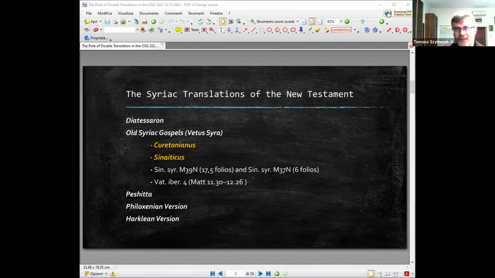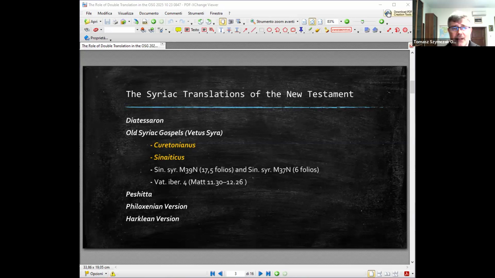By the late 2nd to 3rd centuries, the Old Syriac Gospels offered an independent translation from Greek. This translation, also known as Vetus Syra, is represented mainly by the Curetonianus and Sinaiticus manuscripts. I say mainly because of new discoveries in Sinai and also in the Vatican Library. We have some recently discovered palimpsests that contain the text of the Old Syriac Gospels, and probably it is closer to the version that we know from Curetonianus and not Sinaiticus.